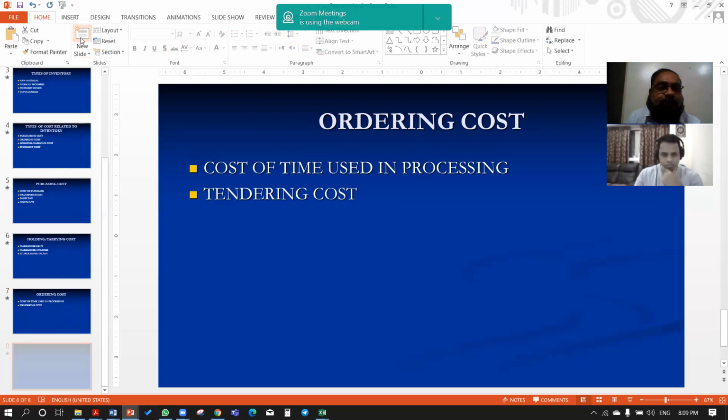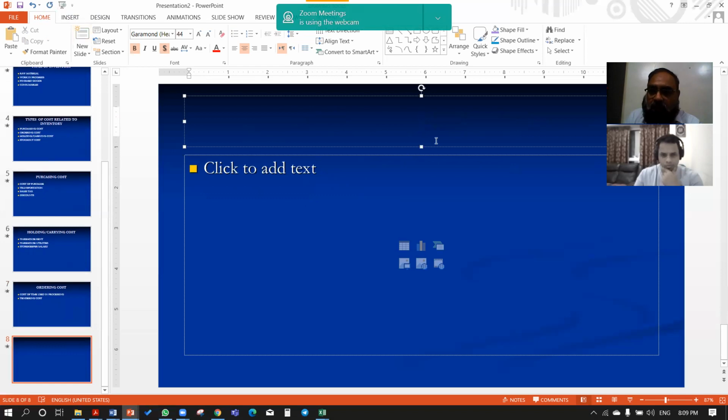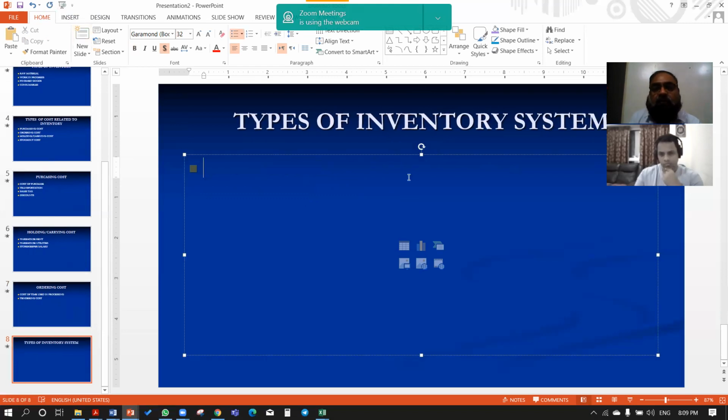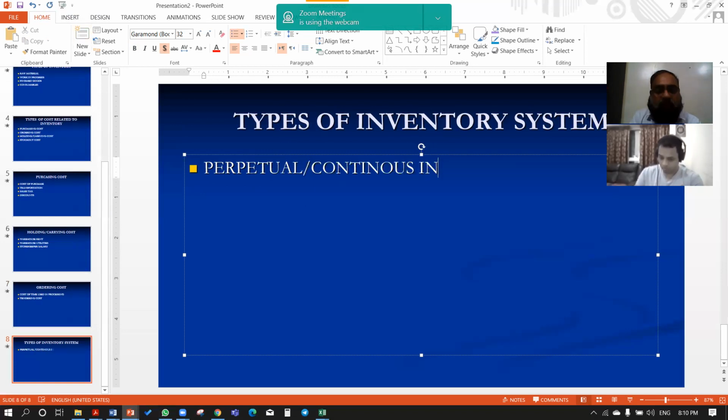Next, types of inventory system. We have the perpetual, which we also call the continuous inventory system. What does it mean? Continuous buying and selling will happen. Recording is done after every sale and after every purchase.